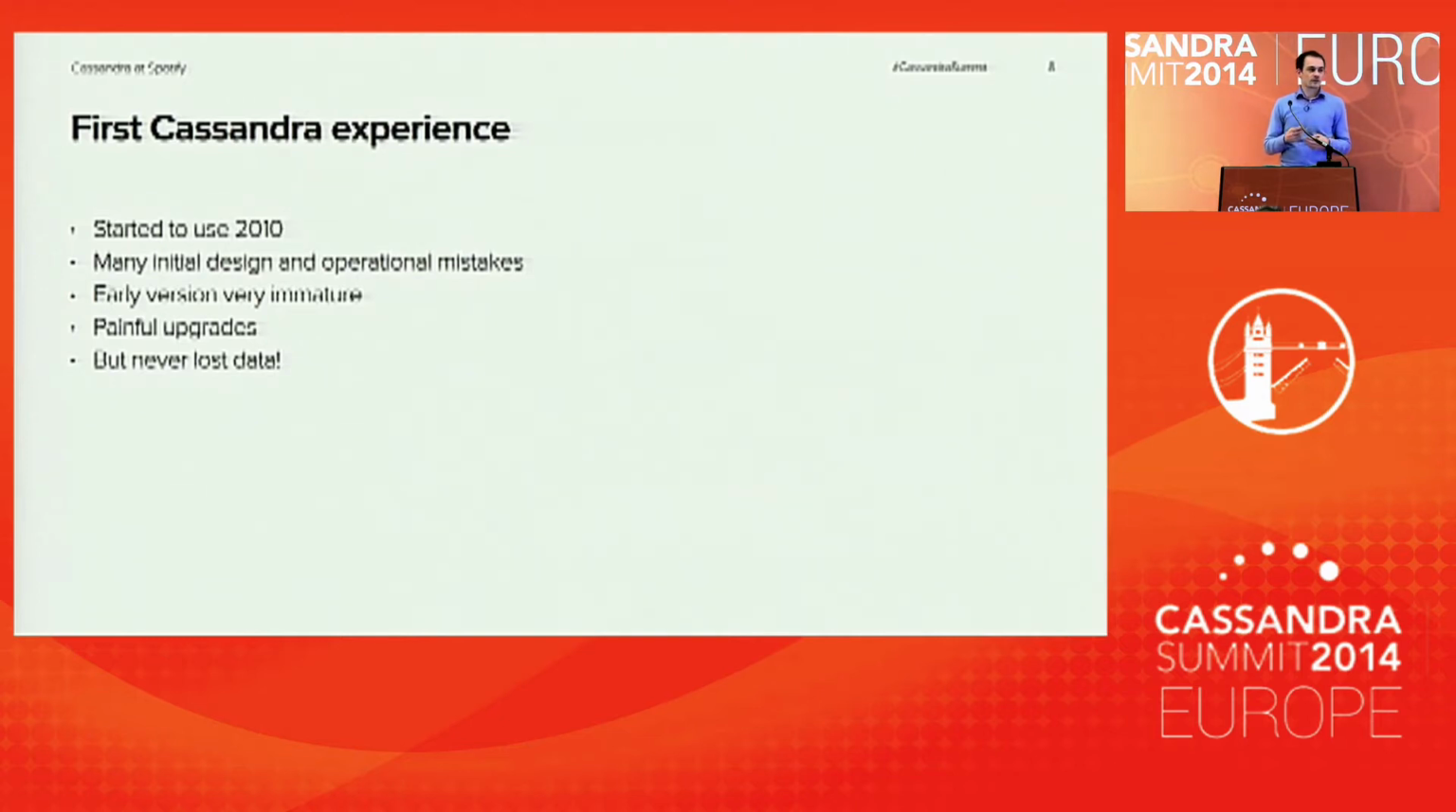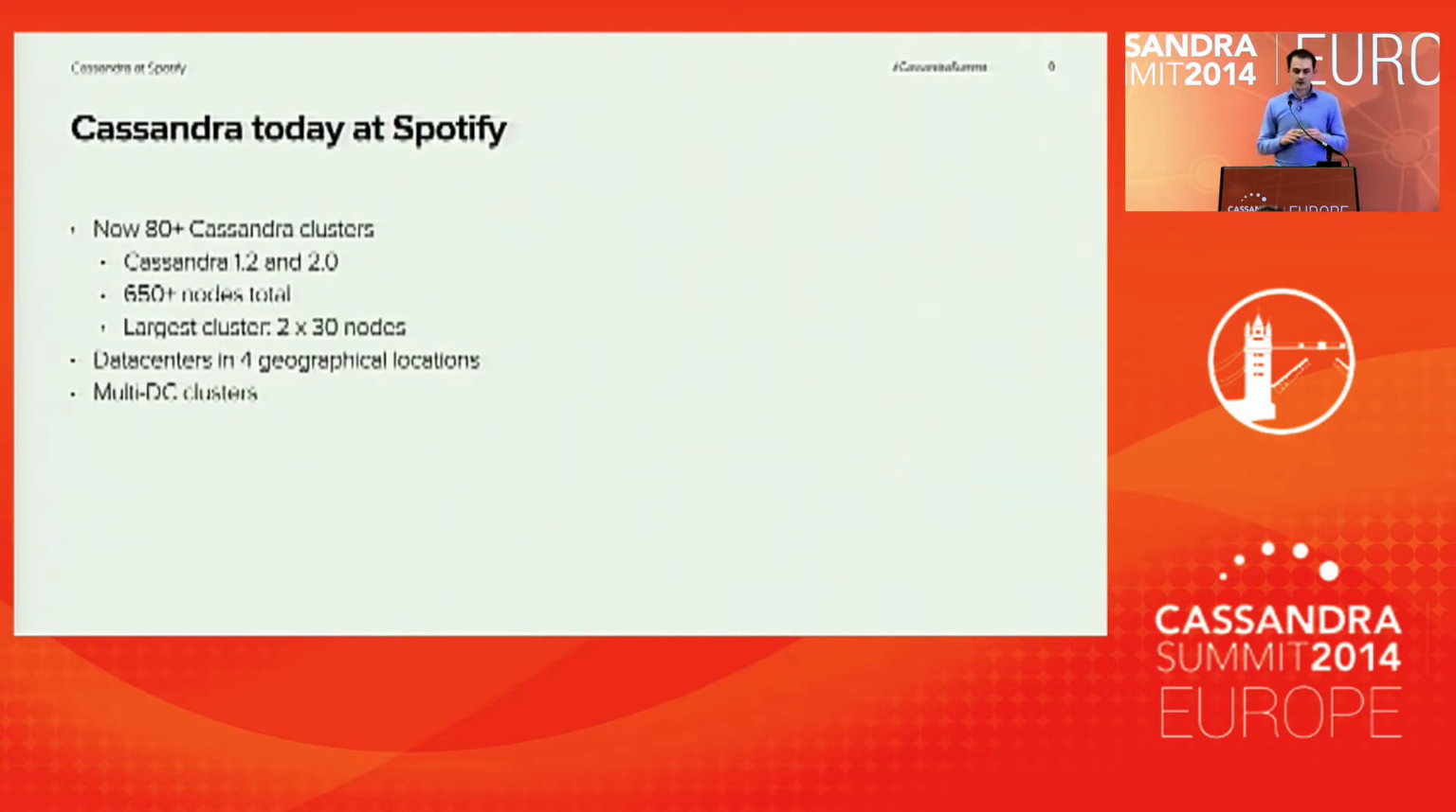So as the years progressed, Cassandra grew more and more mature, and we started to use Cassandra more and more at Spotify. Today, Cassandra is actually the database most teams choose when they want to store data that should be highly available and serve a lot of end-user requests. We have more than 80 Cassandra clusters at Spotify, running on 650-plus nodes. We're running Cassandra 1.2 and 2.0. Still haven't looked into 2.1 yet.